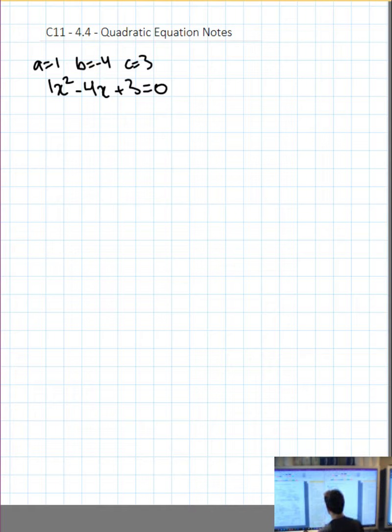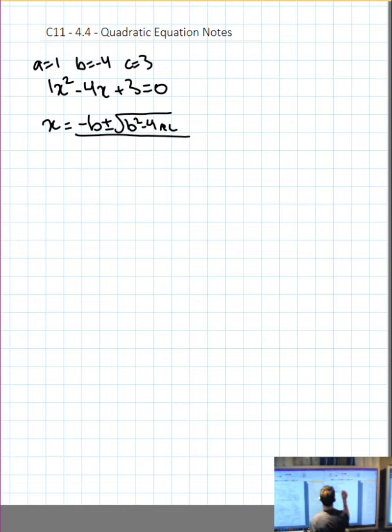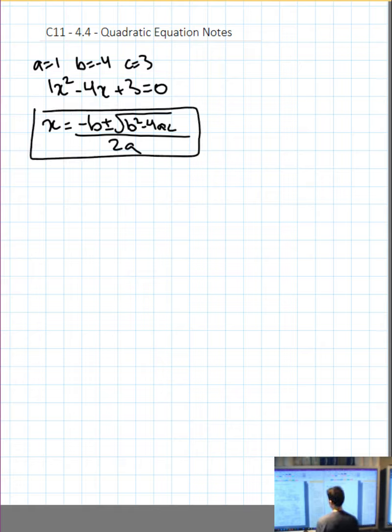Now, yes, you can factor this, so you would not do quad form for this question. But I'm just showing you because it's a nice, easy example. So let's write down the quadratic formula. X equals minus b plus minus square root b squared minus 4ac, all over 2a. Put a box around it. That's the formula we're going to use a bunch of times on this sheet.